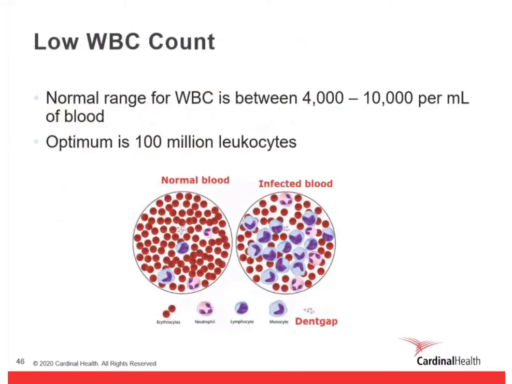Additionally, we need to talk about the white blood cell count. Again, remember, we're doing white blood cell imaging. The normal range for white blood cells is between 4,000 to 10,000 per milliliter of blood. And optimally, to get a really good leukocyte scan, we're shooting for almost 100 million cells.